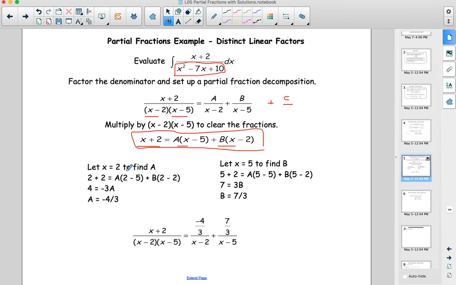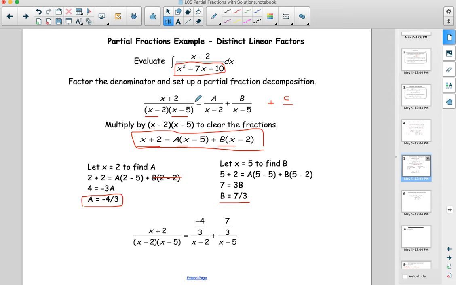That will give me 2 plus 2 equals a times 2 minus 5 plus b times 2 minus 2. I just plugged in the 2 minus 2 just so that you could see that disappears. That's going to give me 4 is equal to negative 3a, and that gives me that a is negative 4/3. Now if I want to find b, I would like this piece to disappear, and that will disappear if we plug in 5, so I'll let x be 5. I'll get 5 plus 2 is a times 5 minus 5 plus b times 5 minus 2. That gives me 7 here and 3b, so b is 7/3.